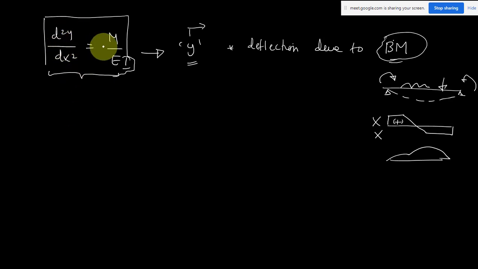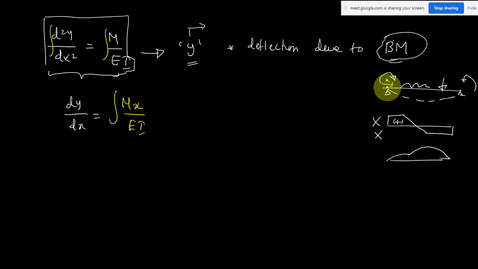once, you can get the equation for the slope, because the integral of d square y by dx square, if you do the integration once with respect to x, you will get dy by dx, equal to the integral of Mx by EI. So Mx I have written, M is the moment in the beam.